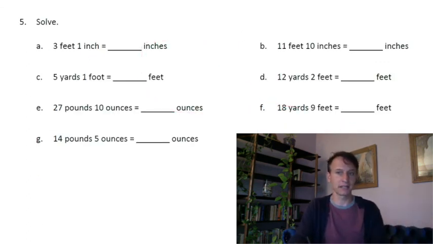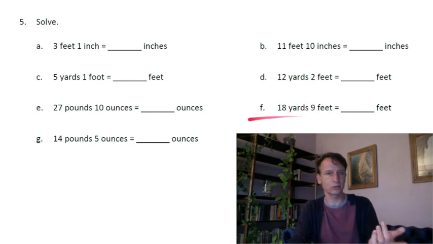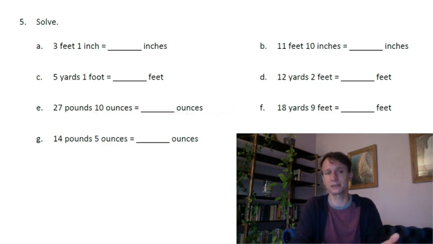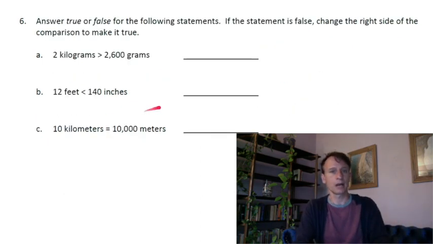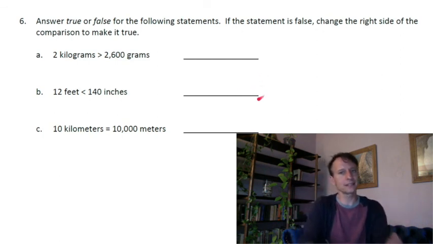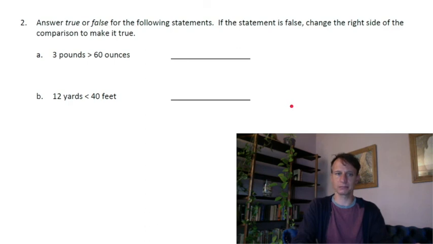And then you have a whole bunch of conversions to do here. All right, 8 of them there. And the numbers get bigger, like here with 27 pounds. You're probably not going to want to do 27 times 16, right? So maybe break that down into 10, 10, and 7. See how that works. And go back and use that table we made. True, false. If it's false, it says specifically to change the right side of the comparison to make it true. So if you were saying that this is false, you'd have to change this side to make it true. Okay? Exit ticket, more of the same but simpler. Not too much to do there.